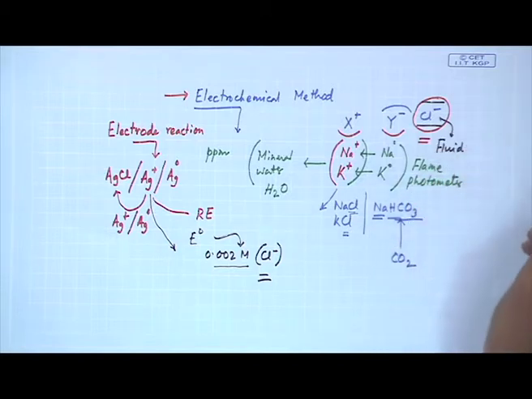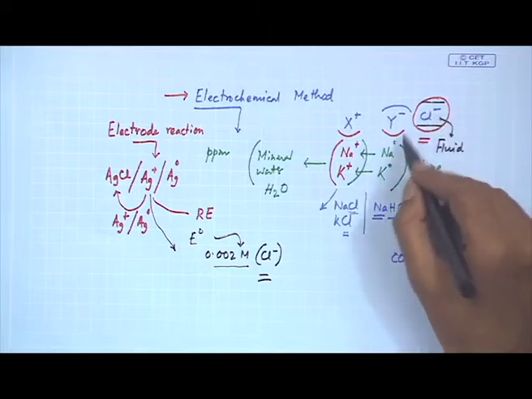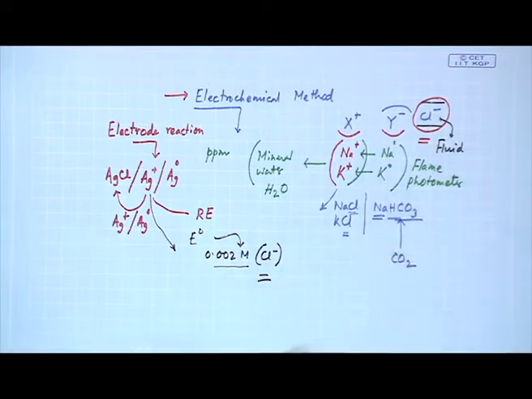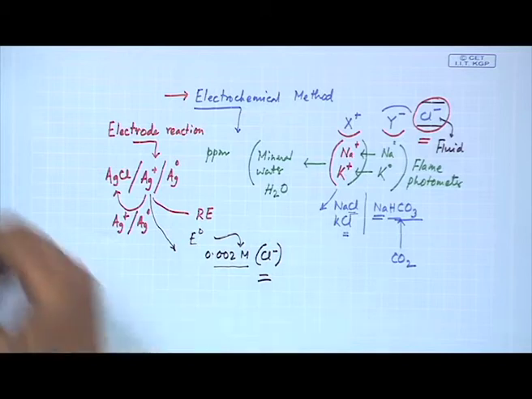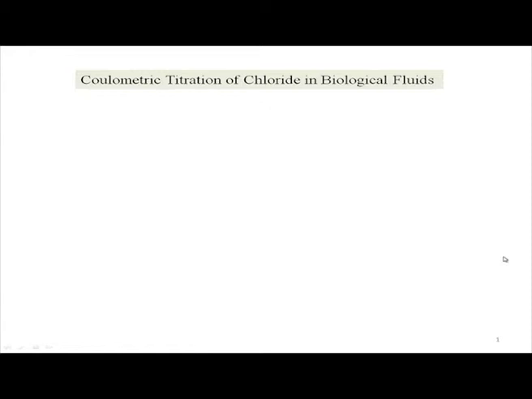It is possible, then, to determine the chloride concentration in any fluid, and we will see that it can be a typical biological fluid. So, how can we see that? We can go for an electrochemical method, and that electrochemical method is a typical one where we can consider it as coulometric titration, because chloride can be handled in all different types of titrations.